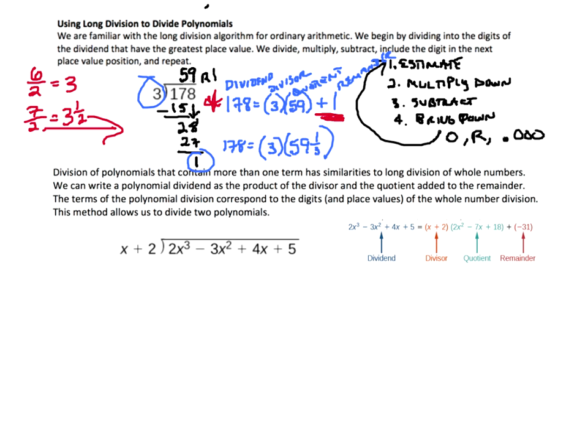The good thing is that with polynomial division, it's no different in its steps from just dividing good old numbers. You just have to be a little more clever about thinking about it. So our first step with dividing polynomials is to estimate. And I'm going to tell you to focus on first terms.